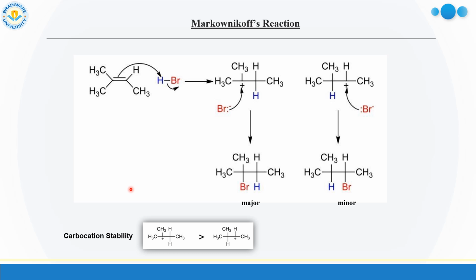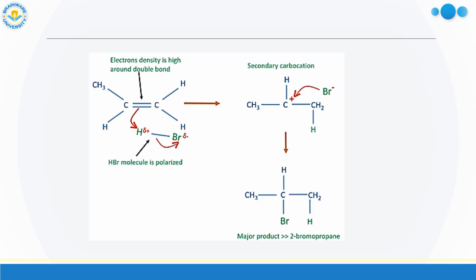Another reason is hyperconjugation. The more alpha hydrogens, the more stabilized the carbocation. So here the more stabilized carbocation will give the major product. This is another example, basically propene, and in a similar way 2-bromopropane is formed.